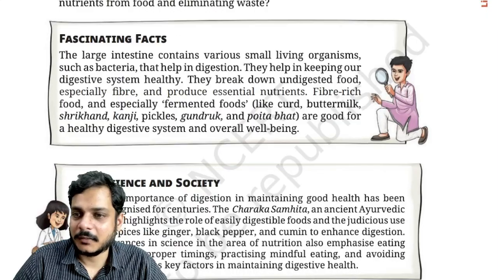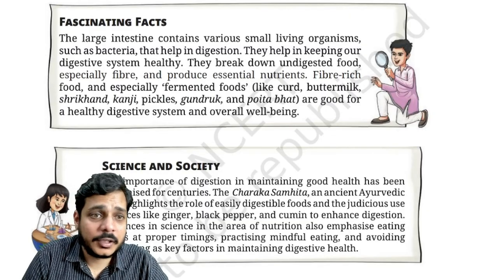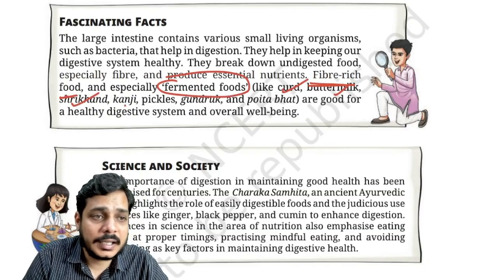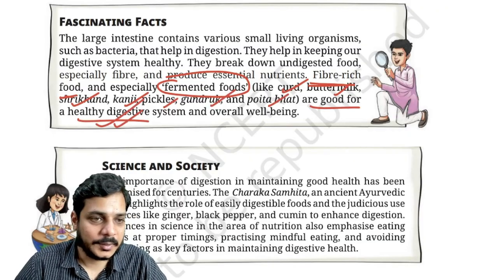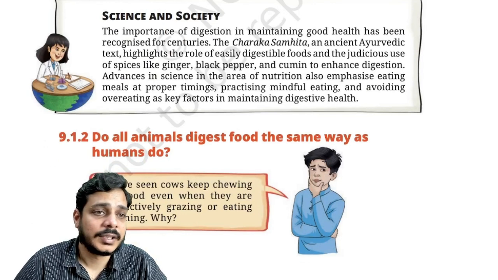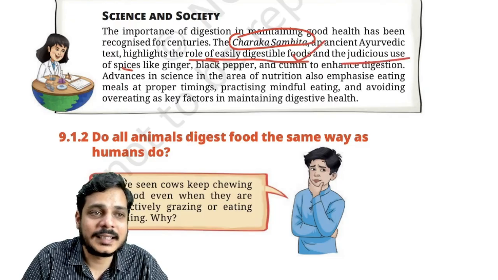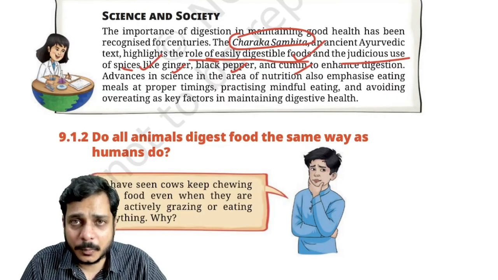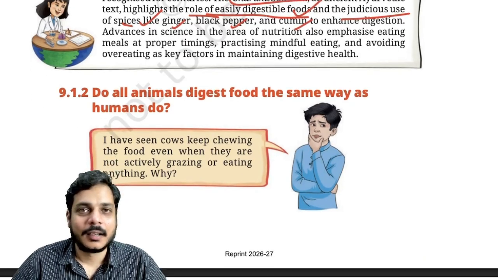All right. Now, the fascinating facts. What kind of food should you eat so that you can improve your digestion? Fiber-rich food, especially fermented foods like curd, buttermilk, shrikhand, kanji, pickles, gandruk, poita bhar. All of these are responsible for creating healthy digestive systems. Even we have an ancient Ayurvedic text by the name of Charak Samhita. It prescribes easily digestible food and judicious use of spices like ginger, black pepper, cumin. It is not just for taste, it is also for increasing our digestive juices and protecting our digestive processes. Right?